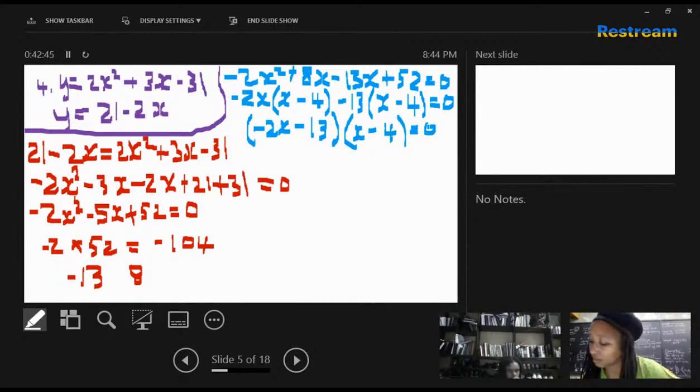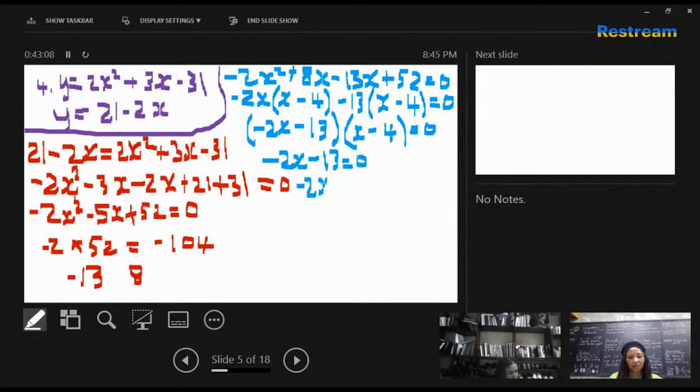Okay, so now we put that into y is equal to 21 minus 2x. John, we don't solve yet. We just factorize. You're moving too fast. Equals 0. So 2x is equal to 13. So divide both sides by 2, it will be negative 6.5.